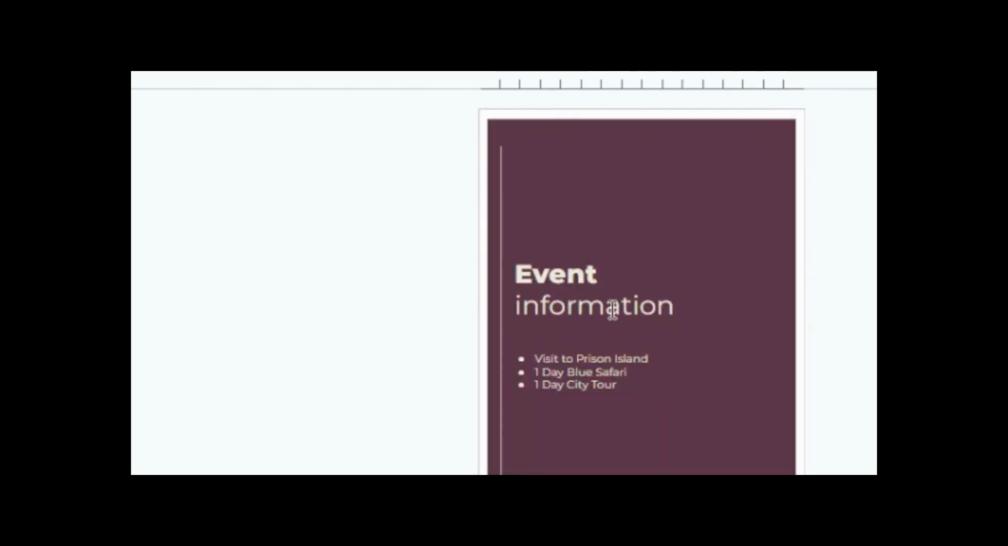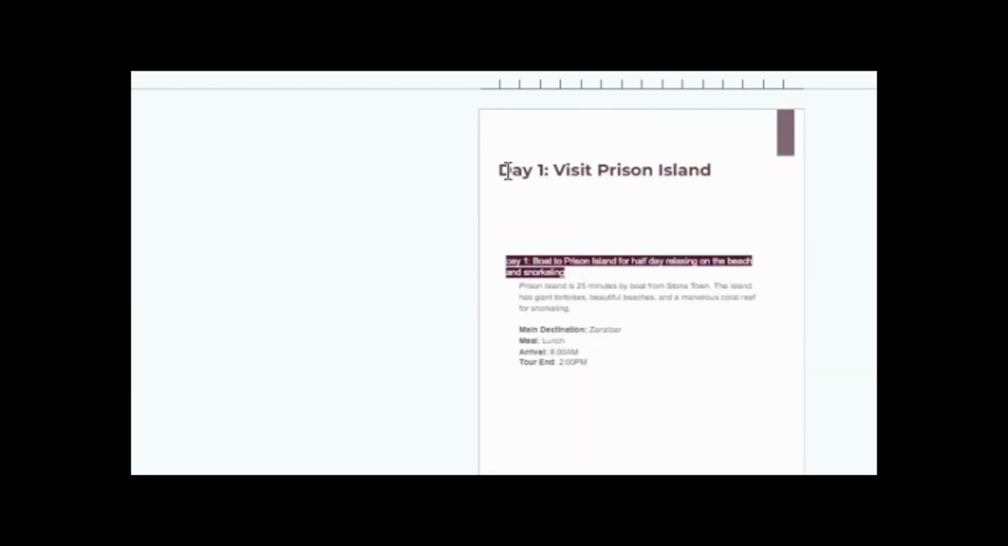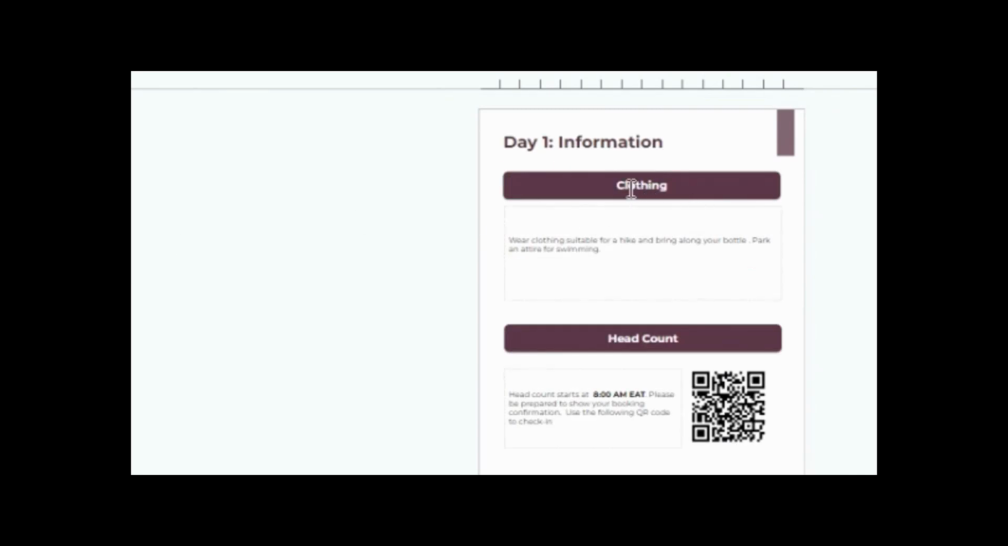Up next, we have the event information, which includes the visit to Prison Island and other visits. During my research, I got this from Joy Tours. So you can see I picked the information about the Prison Island, and it gives a succinct description of the day. I've also added other information that my client might need to know.